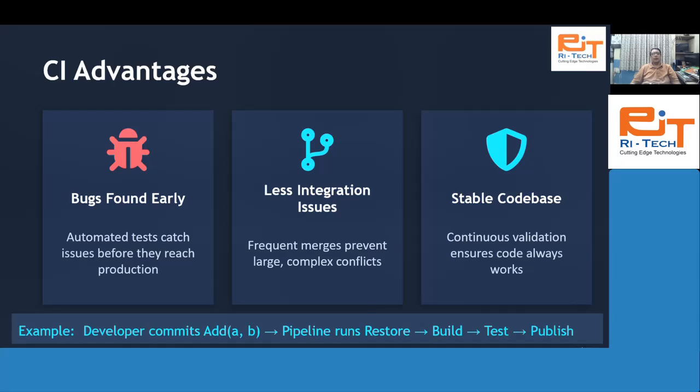Stable code base: continuous validation ensures code always works. We are validating at every stage of the pipeline, so it ensures that your code will always work. In short, if developers A and B commit, the pipeline runs restore, build, test, and publish.